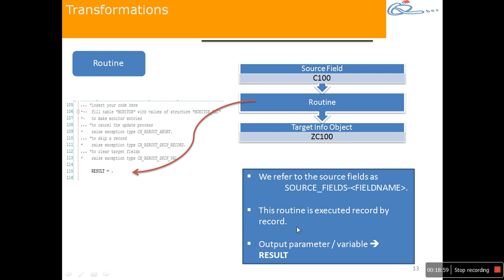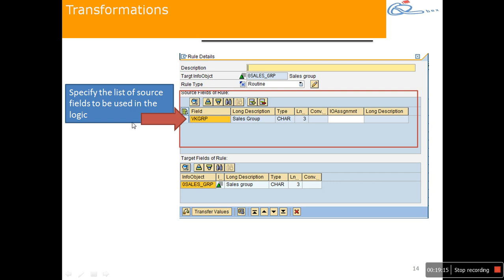What are the logic, what are the rules we are seeing? Are these rules getting executed record by record? Not only routine, direct mapping, constant, anything will get executed record by record, boss. Okay. And while writing a routine, the output parameter is what? Result. I will show you how this routine is written, don't worry about this.